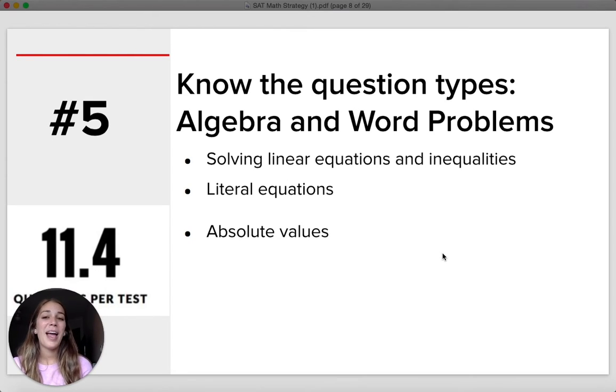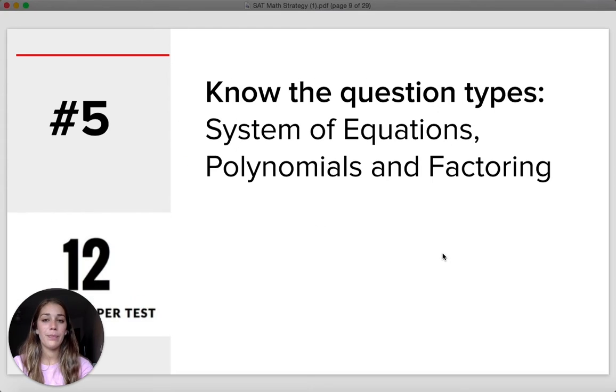The next thing, and one of our favorites, is to know the question types. The first question type is algebra and word problems. Again, algebra makes up a huge portion of the test. There's about 11.4 questions per test on these topics. So solving linear equations and inequalities, literal equations, and absolute values. The next is system of equations, polynomials, and factoring. There's about 12 of these on each test.